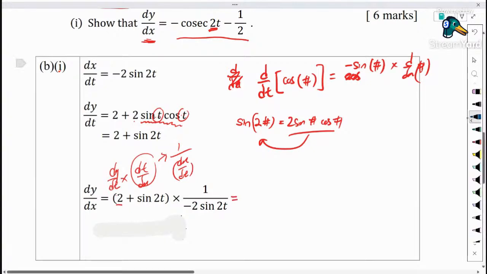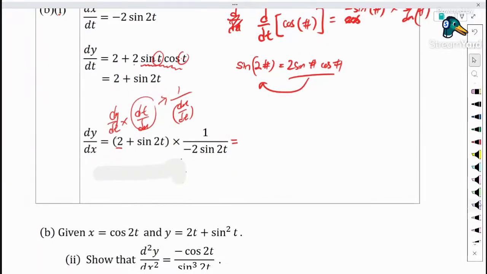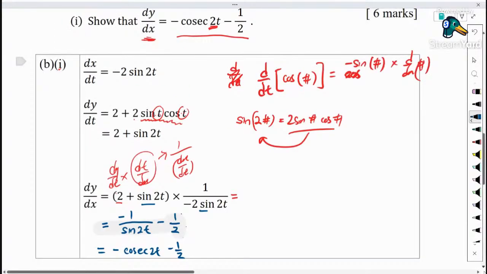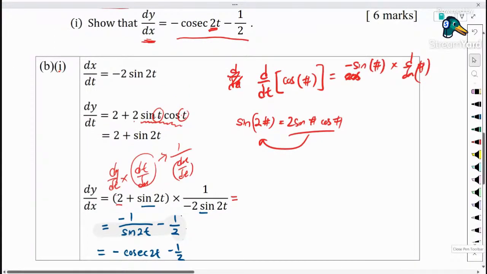Let me write some extra lines before we go for the final answer, as my original final answer may be short. Here I have the division happening to be negative 1 over sine 2t divided by 2, so as a result I have negative 1 over 2. And 1 over sine is actually cosecant, so it is negative cosecant 2t minus 1 over 2. Is this the answer that we want according to the question? Yes. So we have done the proving.